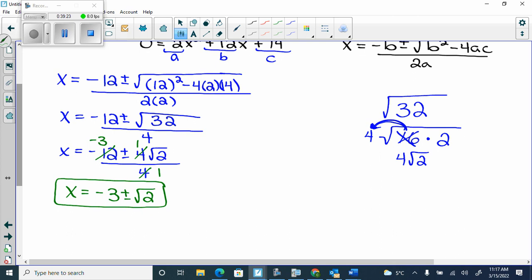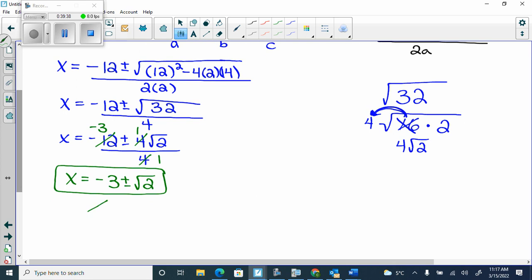Okay. If it was exact values, I'd stop there. How many solutions would I get? You're going to get 2, correct? Whenever we have something under this radical, we would technically get 2 solutions.